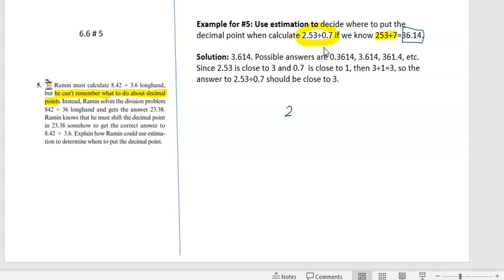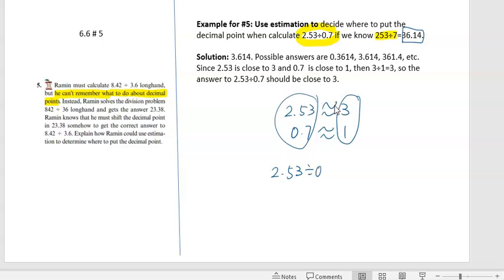For example, the first number, 2.53, is between 2 and 3, or closer to 3. And 0.7, and this time actually we probably just gonna do rounding to 3. 0.7, we round it to 1. So when we divide these two numbers, it's gonna be close to dividing their approximations. So when we divide 2.53 by 0.7, the answer should be close to 3 divided by 1, which is 3. Because after we round both of them to whole numbers, it's much easier to see the answer of their division.